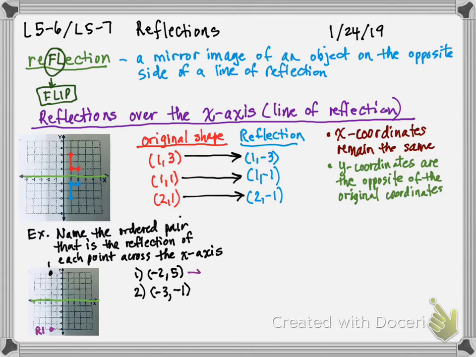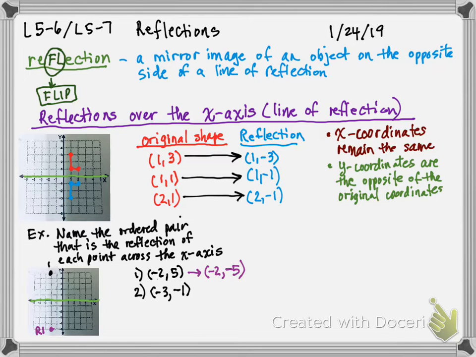So what I'm going to do is check out what the ordered pair would be. So if I noticed, I'm still at -2 on the x-axis, but this time I'm at -5 on the y-axis. So did that meet the pattern where the x-coordinates stayed the same and the y-coordinates are the opposite? -2 and -2, same. And then 5 to -5? Yep, it meets the criteria.